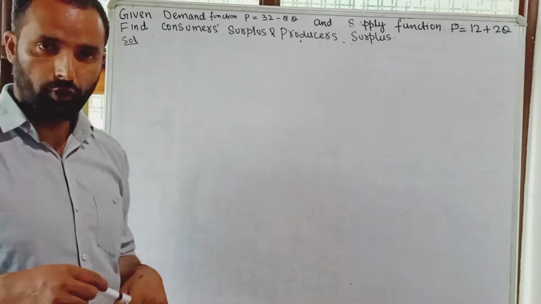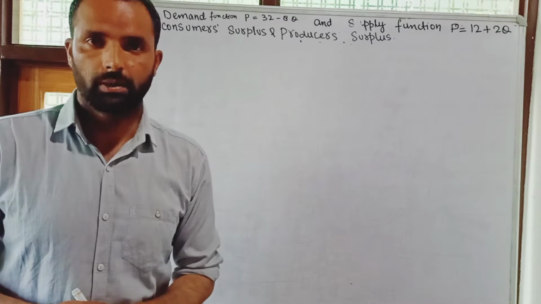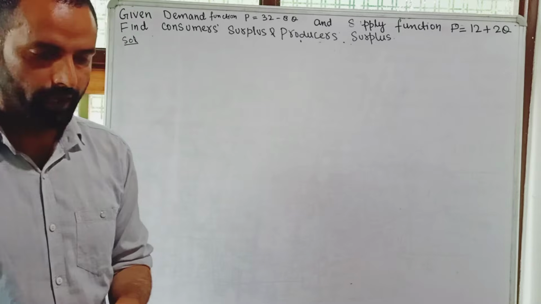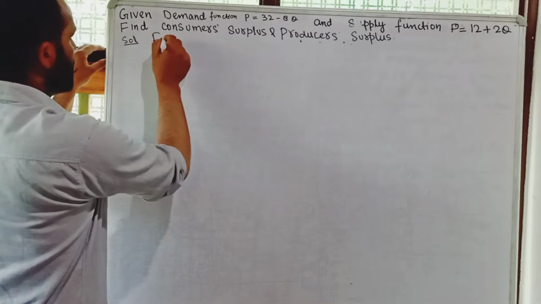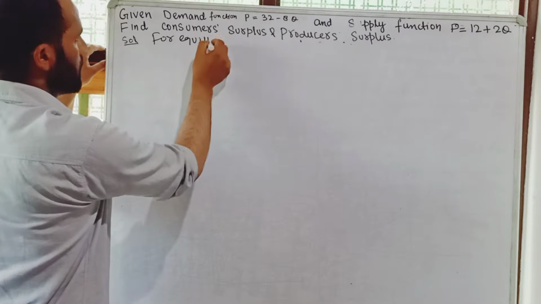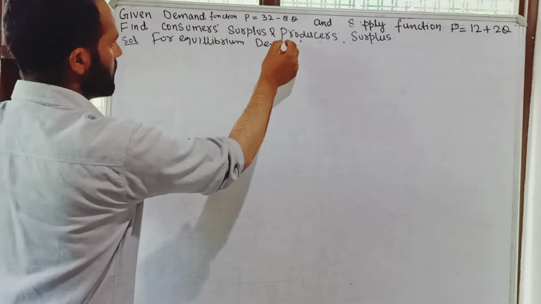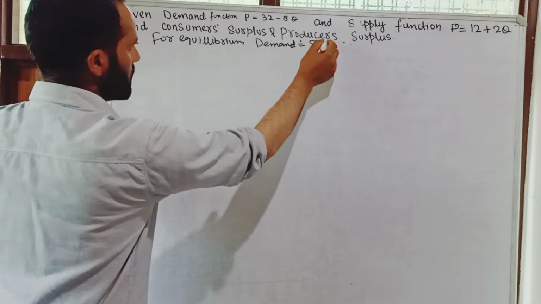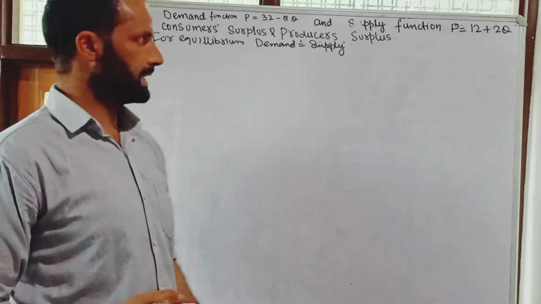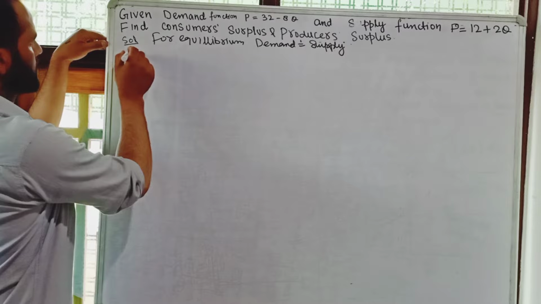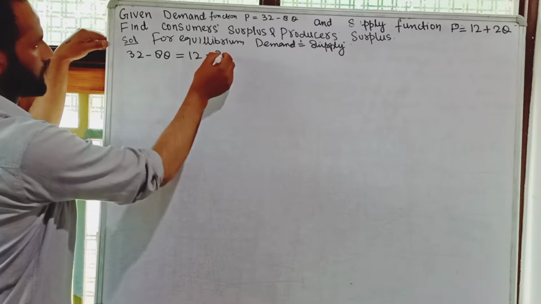First of all, to find the surpluses, we will equate the demand function with supply function because equilibrium is attained at that point where the demand curve and supply curve intersect each other. Therefore, for equilibrium, demand is equal to supply. That is, I will equate this equation with the supply function. This will become 32 minus 8Q is equal to 12 plus 2Q.